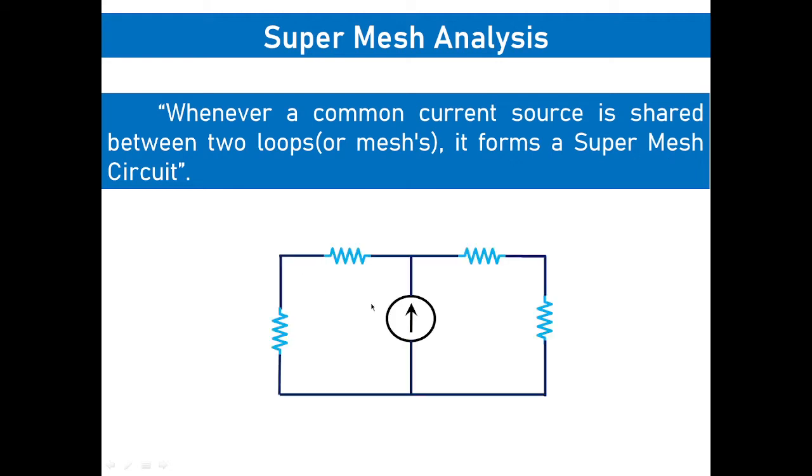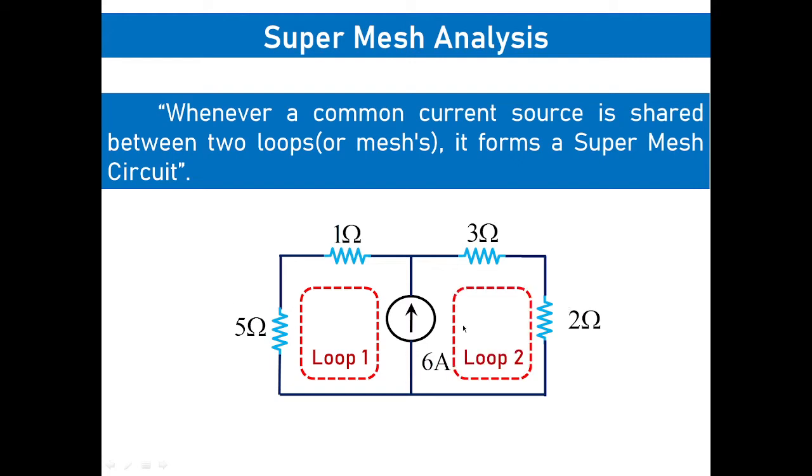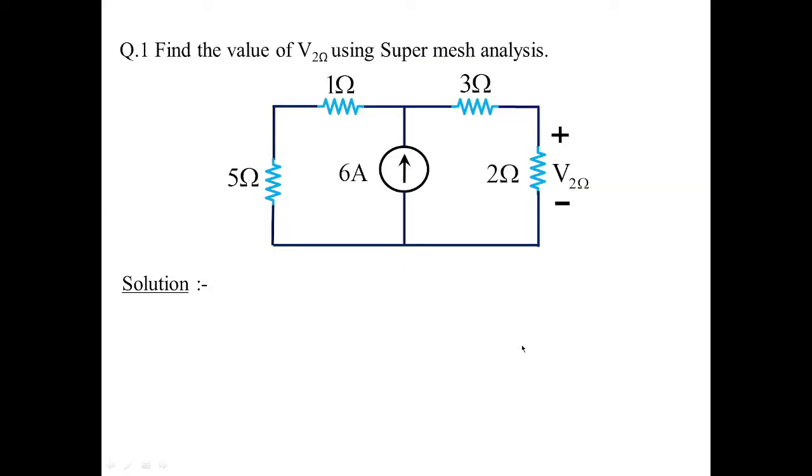For example, here you can see there are two closed circuits which are sharing a common current source whose value is 6 amperes. So 5 ohms and 1 ohm is sharing 6 amperes with 3 ohms and 2 ohms. So this is loop 1 and this is loop 2. According to the definition, you can see a common current source 6 amperes is being shared by two loops, loop 1 and loop 2. So this forms a supermesh circuit.